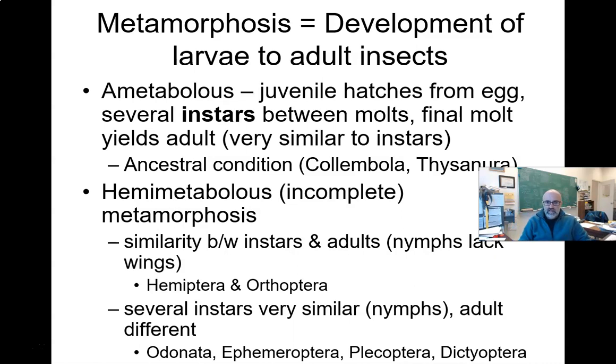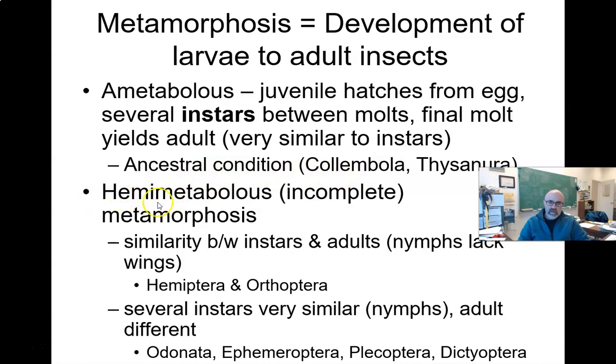out of an egg, and then we have these instars. Remember, the instar is that period in between sheds. So the organism grows. It can't grow anymore because of the exoskeleton, and then it sheds, grows, hardens, sheds, grows, hardens, and so on. So that period in between the shed is called an instar. And basically the early instars and the late instars of these ametabolous insects look the same. Okay, and this is the ancestral or the oldest condition.